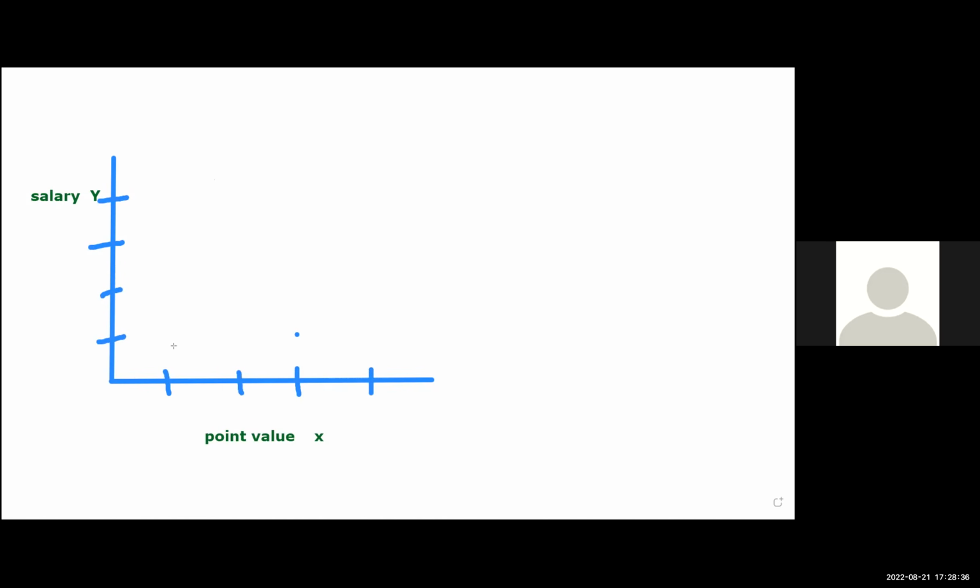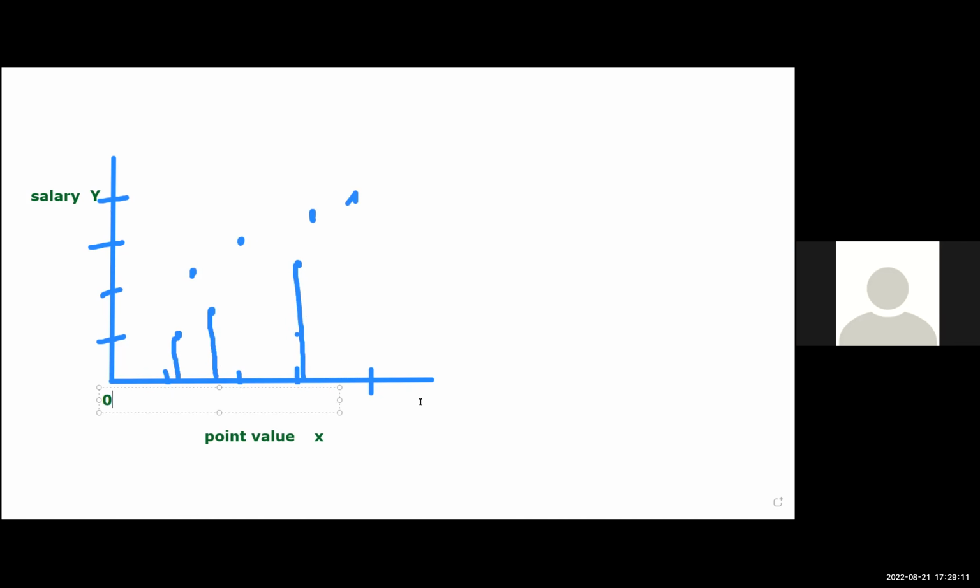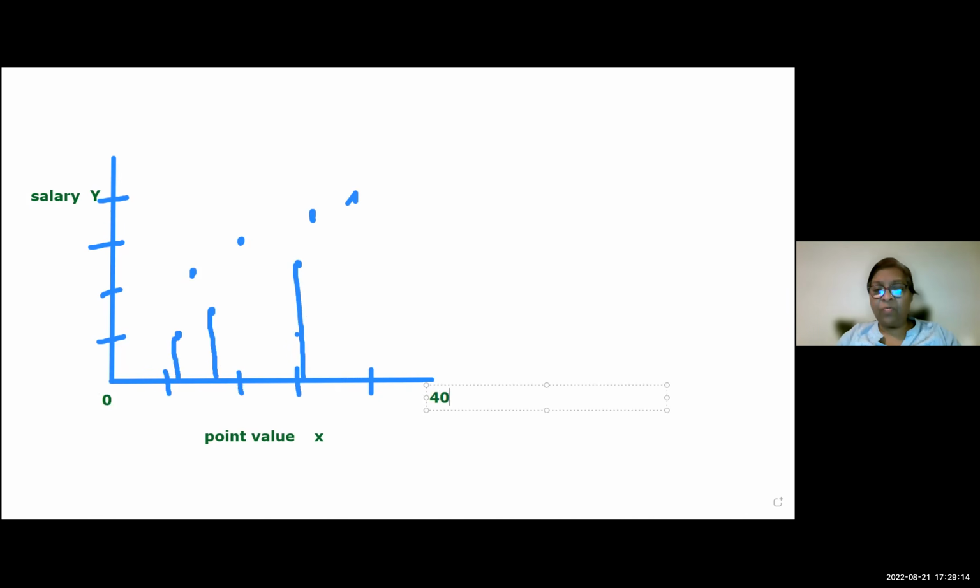It took all these point values, which were, say for example, maybe one position was here, one position was here, one here, one here, one here. Okay. Now, these are the positions. That means they have some value, right? This is points from say 0 to say 400.